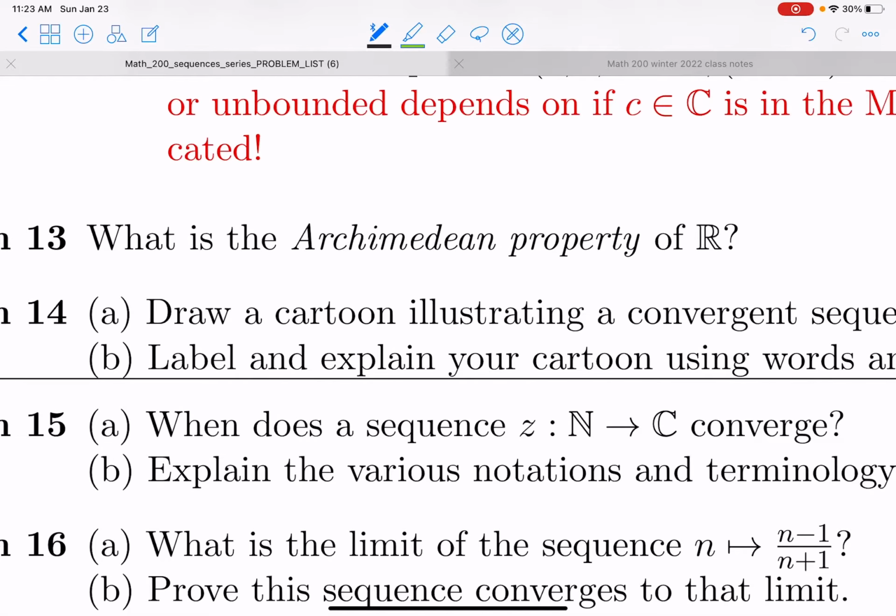What is the Archimedean property of R? So this one, go to Wikipedia and look it up. Read it, try to understand something about it, enough to remember what it is when you're prompted with this question.